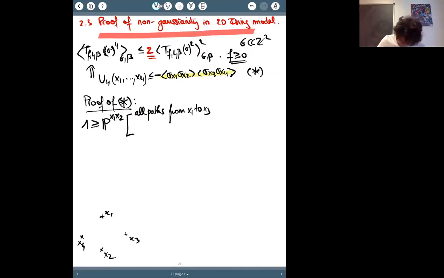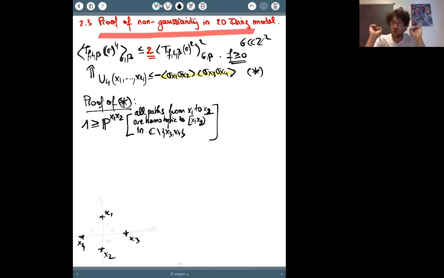They are on the axis, and here I have distance n for all the distances. Okay, so they are on a rotated square. There is symmetry in my problem. And here I'm going to say, well, if I look at the measure with x1 and x2, the probability that all paths from x1 to x2 are homotopic to the segment x1, x3, in C minus x3, x4. So I look at the punctured plane where I remove x3 and x4.